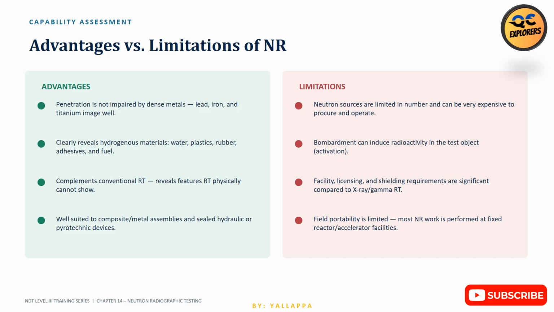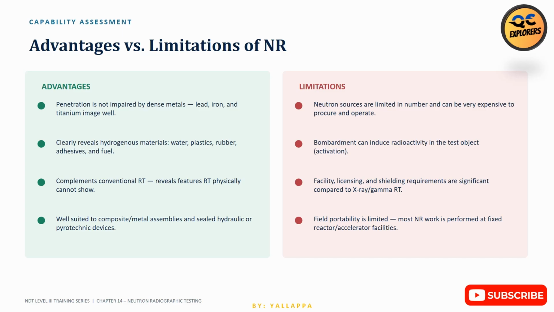Neutron radiography requires specialized shielding, licensing, radiation protection programs, and highly controlled operating environments. These facilities are expensive to build and maintain. Finally, portability is extremely limited. While conventional gamma-ray radiography can often be performed directly in refineries, pipelines, or construction sites, neutron radiography is almost always conducted at dedicated research reactors, accelerator facilities, or specialized inspection laboratories.